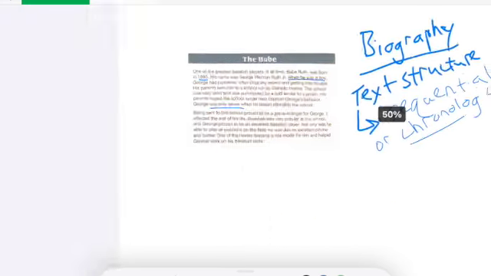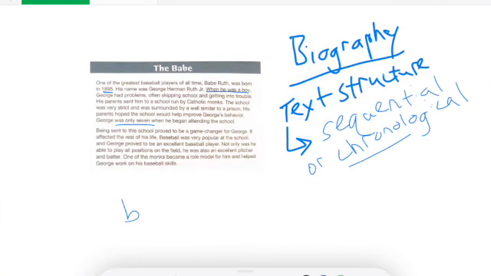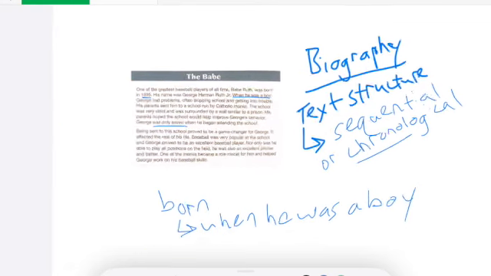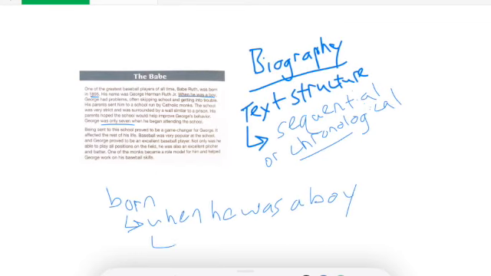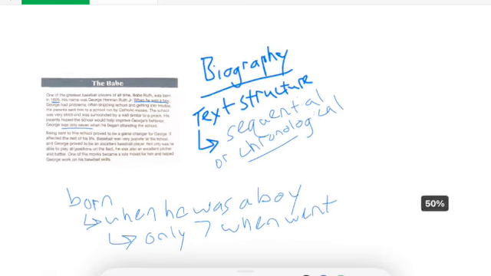And those things show a change in time, because it goes from born, to when he was a boy, to only 7 when he went to that school. He went to this special school for bad kids.